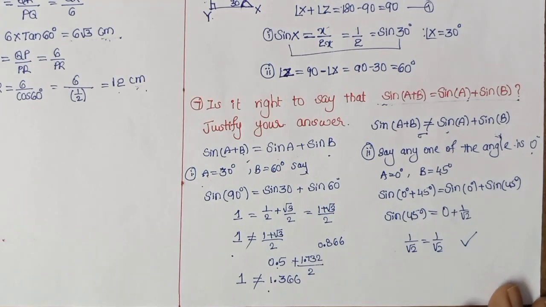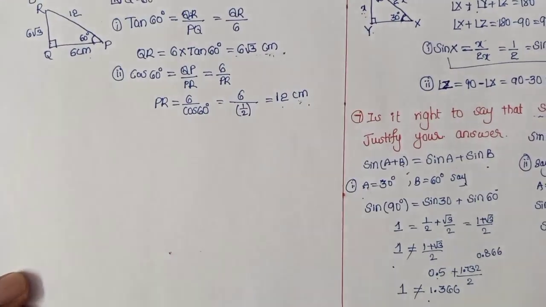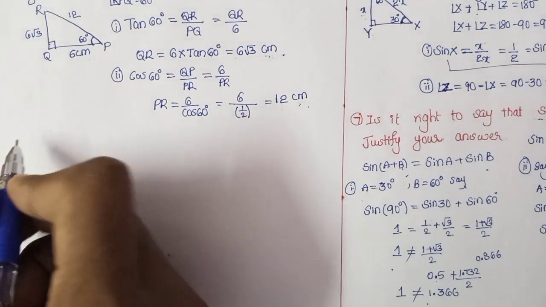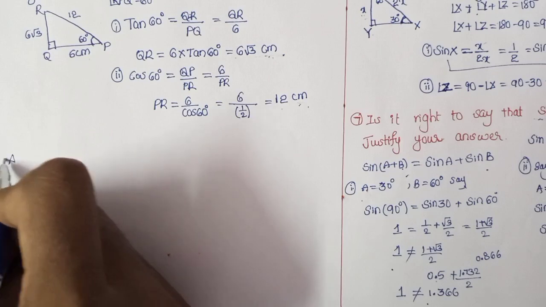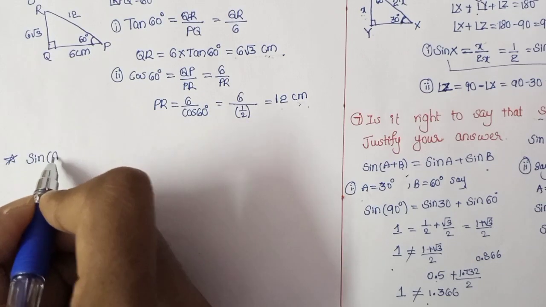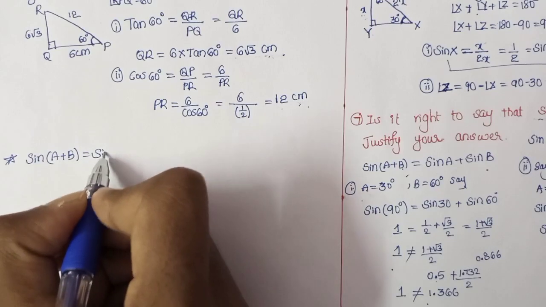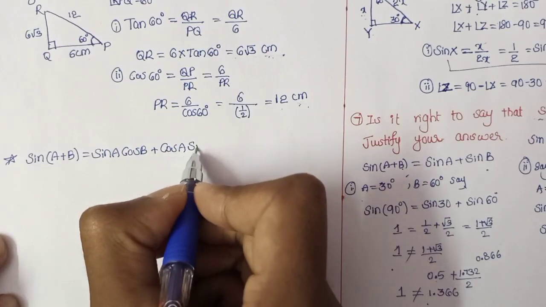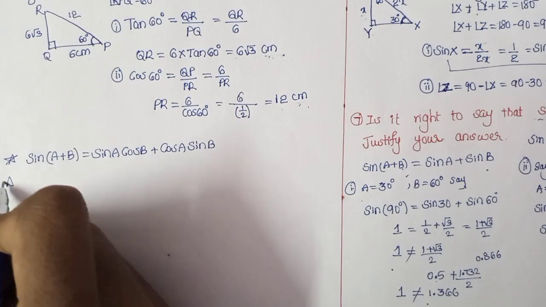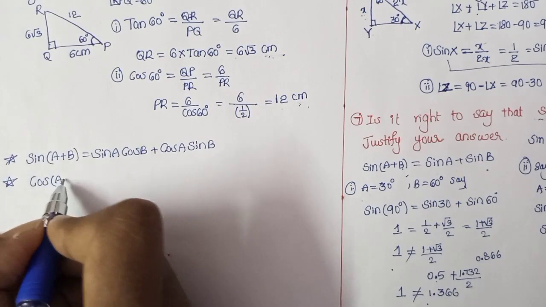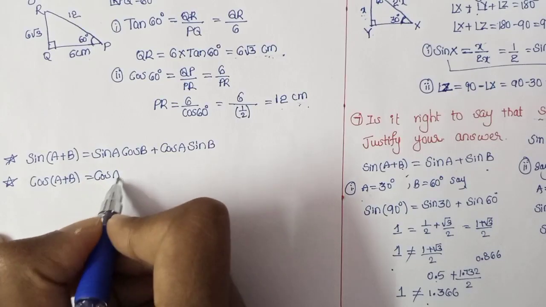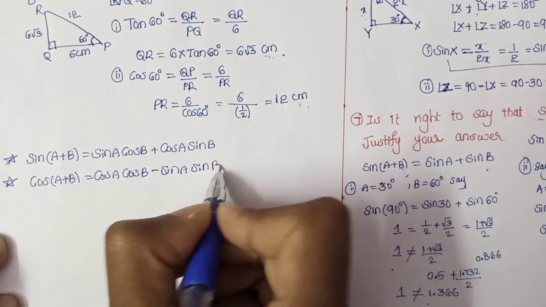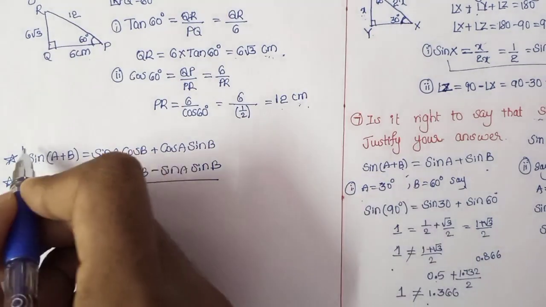How can I say this? Let us see here. In the first problem of this video, I gave one important relationship: sin(A + B) is equal to sin A cos B plus cos A sin B. And one more, let us revise here: cos(A + B) is equal to cos A cos B minus sin A sin B. These two are very important. Write them down and remember them.